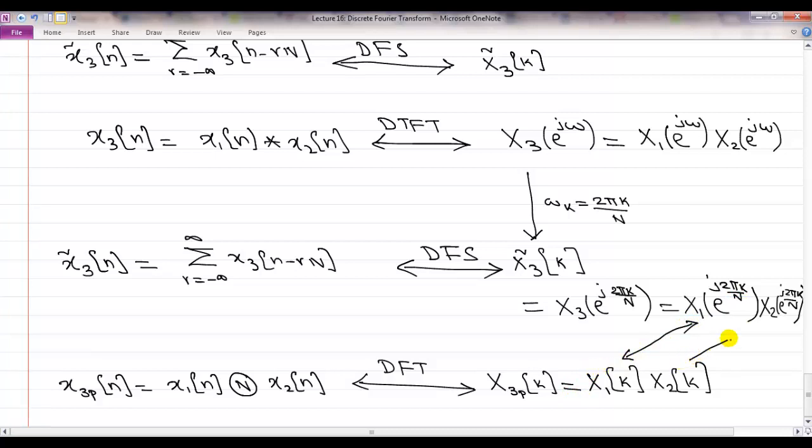This X2k is nothing but X2 e to the j 2 pi k over n, which means that the relationship between X3p k and X3 tilde k is that of simply periodic repetition. This X3pk is one period of this discrete Fourier series. This is just one period of that.